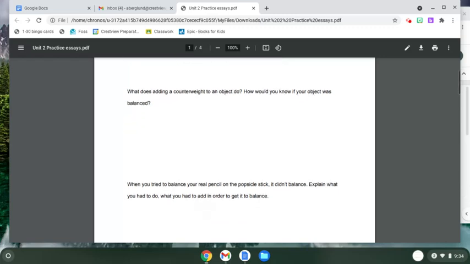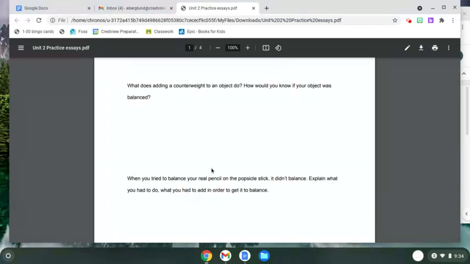But now here is question number 3. When you tried to balance a real pencil on the popsicle stick, it didn't balance. So now what I want you to do is to explain what you had to do, what you had to add in order to get it to balance. Did you have to add anything in order to help the actual pencil balance on the popsicle stick?